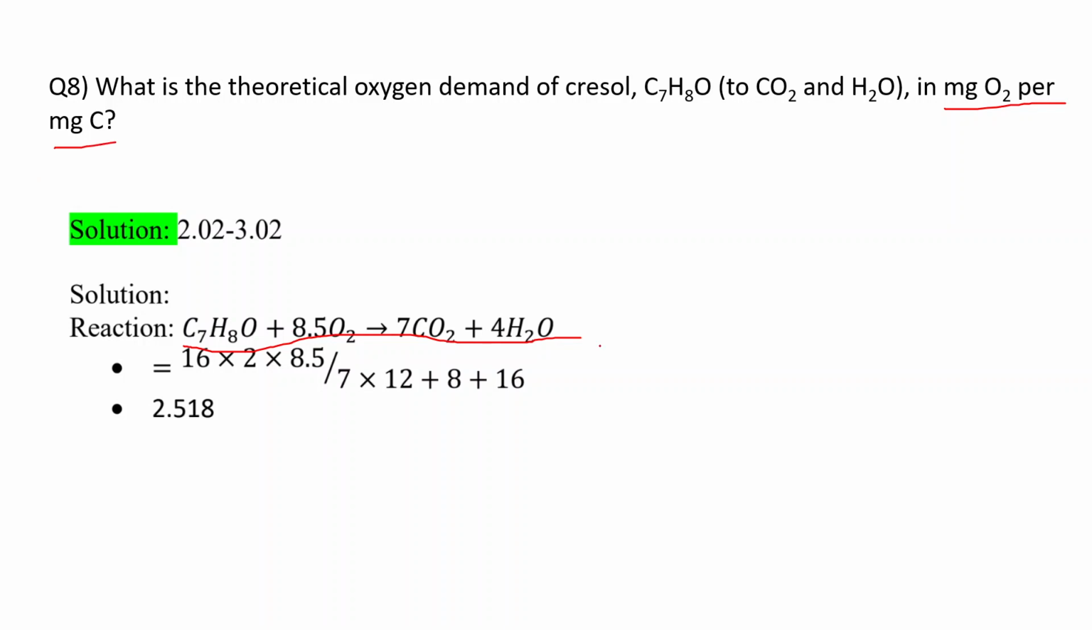So how much oxygen is there? Just look at the oxygen. 8.5 is the coefficient. Number of oxygen atoms 2, and mass of oxygen atom is 16. Simple. And per milligram of carbon, number of carbon atoms is 7 into 12.